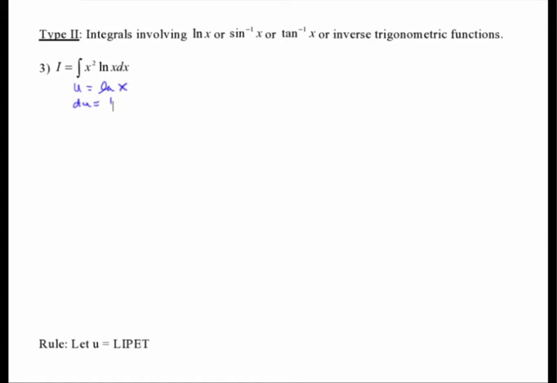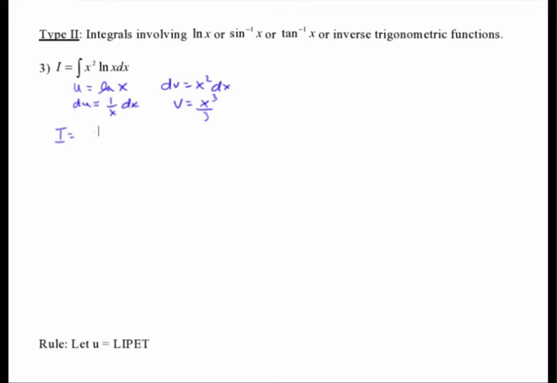So du is 1 over x dx. dv has to be the rest of the stuff, so we have x squared dx. So v, the antiderivative, would be x cubed over 3. Now some might be thinking, hey, that looks worse. We have x cubed. Let's see what happens.